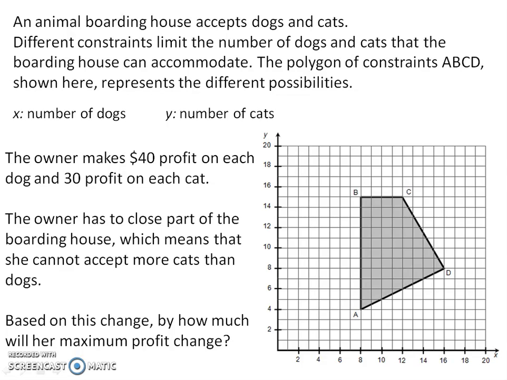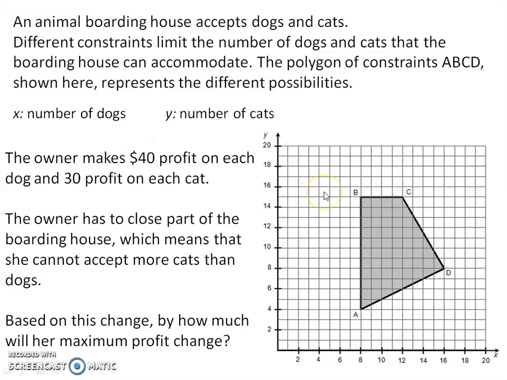This is the example that you have on the handout. It is an optimization problem. There are two variables, number of dogs and number of cats. There is an objective rule kind of embedded in here. It says the owner makes $40 profit on each dog and $30 on each cat.